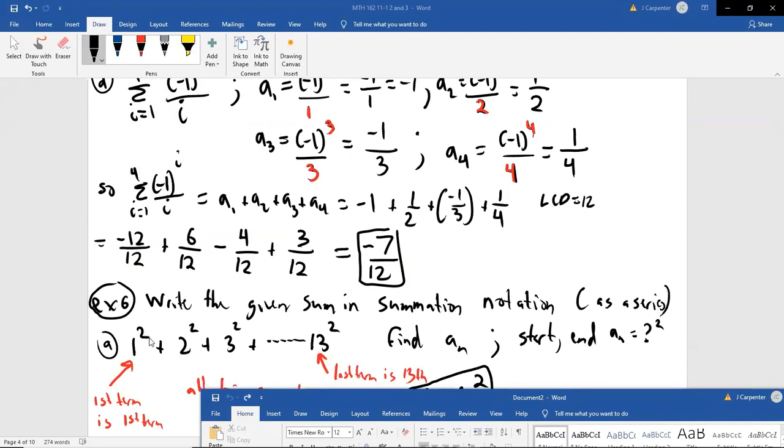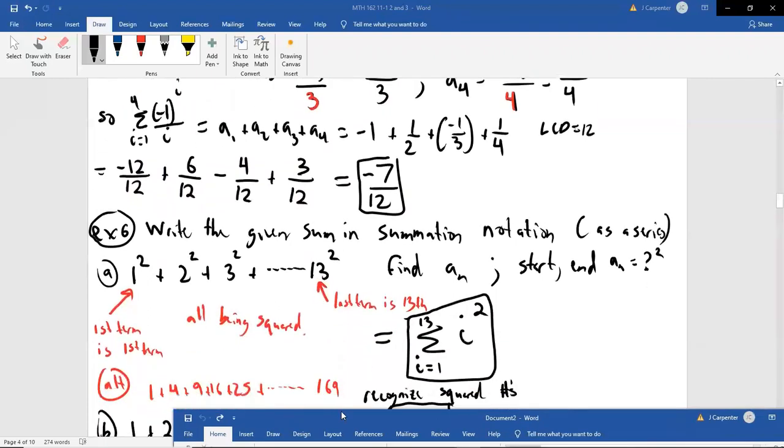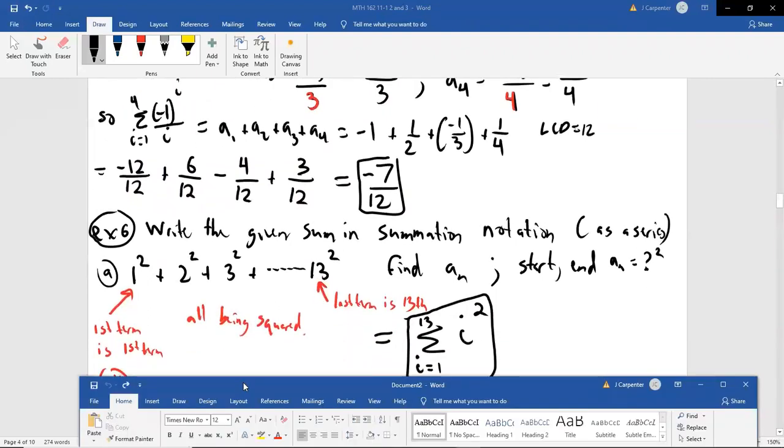Now all these terms are just squaring whatever number we are in the sequence. So they're just all being squared. So that gives us this. We're going from the first term to the 13th term, and we're adding. Because these were pluses, that's why we have the sigma, and the 1 and the 13. And then the formula for each of those things is just the term in the sequence, which we call i, and squaring it.